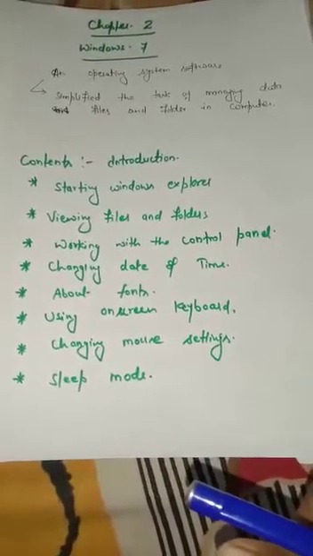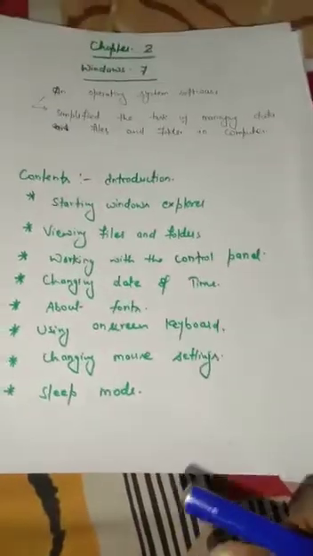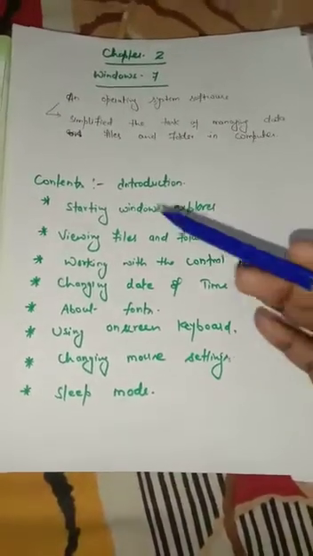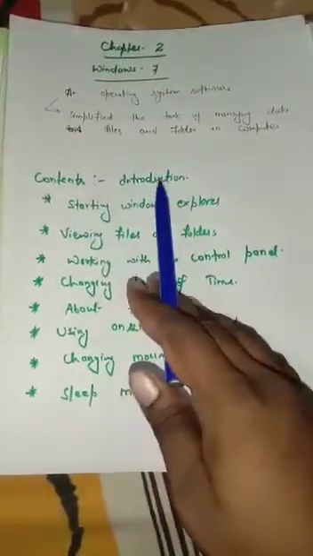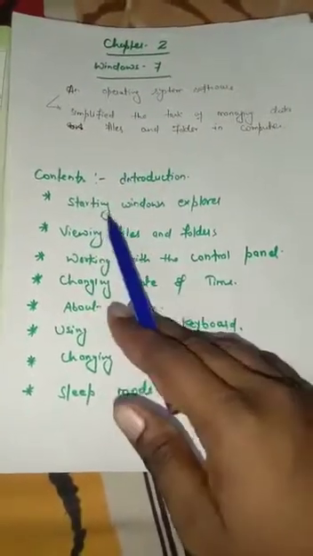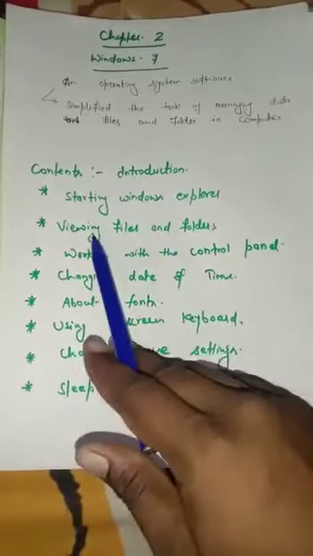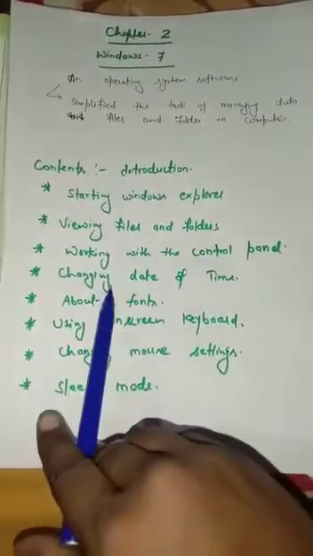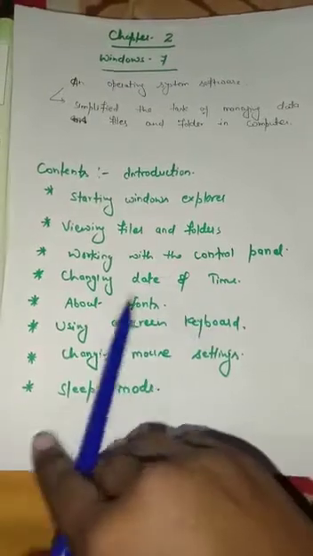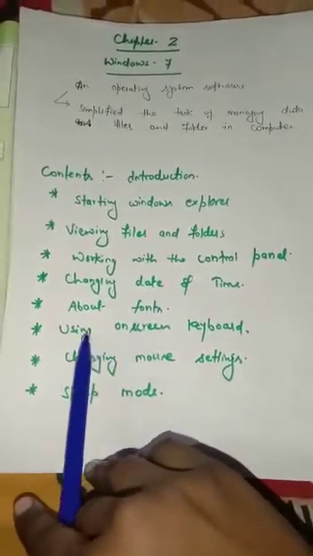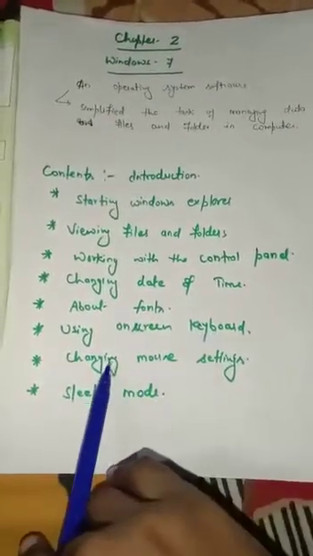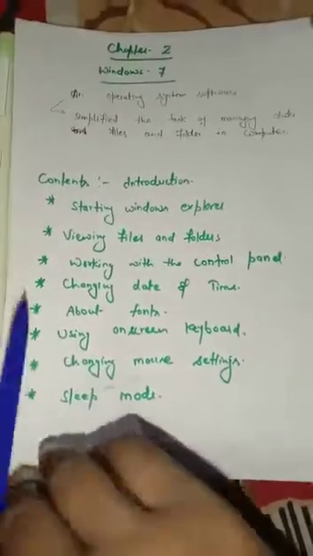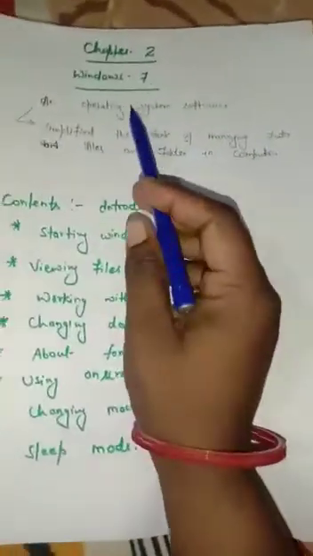Today's topic is Windows 7, which is our chapter 2. In this chapter, we are going to talk about all these contents. First of all, introduction of Windows 7, starting Windows Explorer, viewing files and folders, working with the control panel, changing date and time of your computer, about fonts, using on-screen keyboard, changing mouse setting, and the last topic is sleep mode. Now let's start with the topic Windows 7.